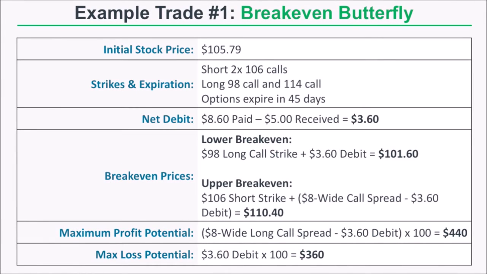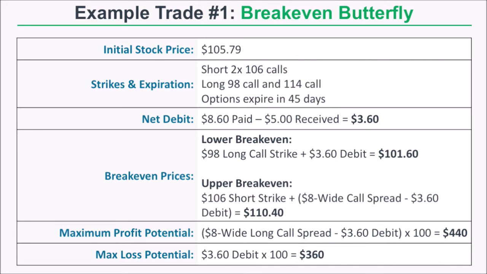Alright, now let's get into the fun stuff and look at some example trades. So, example trade number 1, we'll look at a butterfly that breaks even. So, here's the setup. The initial stock price is 105.79, and to construct our call butterfly, we're going to buy the 98 call, sell 2 of the 106 calls, and we're going to buy 1 of the 114 calls. Now all of these options expire in 45 days.